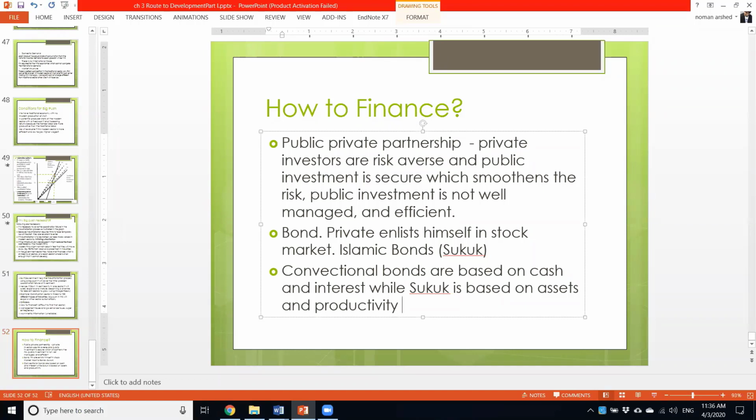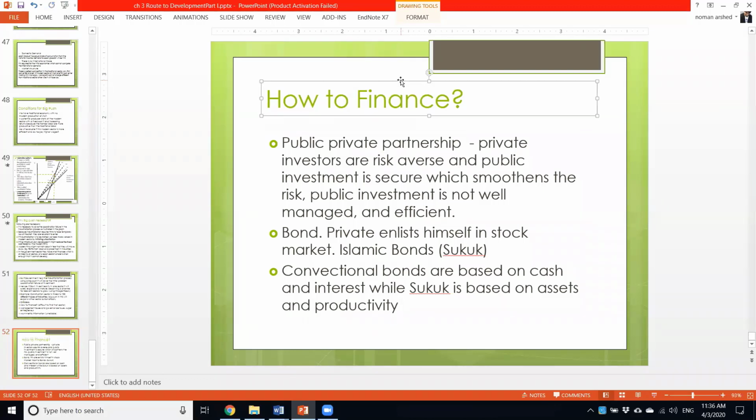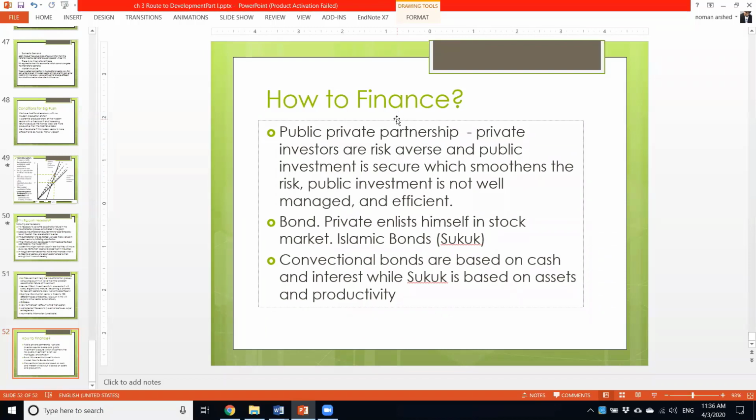So Islamic bonds will help to reduce the risk of bankruptcy of a business, because if the entrepreneur fails and is not able to earn high profit, he does not have to declare bankruptcy to avoid the interest payments. In Islamic bonds, if he declares himself bankrupt, he will sell the assets and distribute them evenly to the sukuk holders, so that the losses are minimized. So this way, the how to finance problem can be solved.